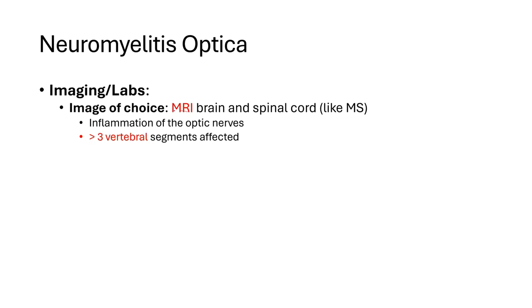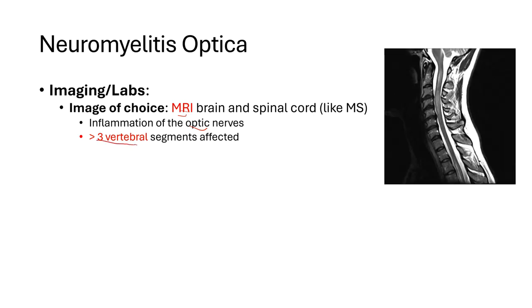Now, like multiple sclerosis, the imaging of choice is going to be an MRI of the brain and spinal cord. And with that, we're going to see inflammation of the optic nerves and inflammation of the spinal cord, typically greater than 3 vertebral segments. This is an individual with NMO, and what we can see here is inflammation from around here to down here, affecting 1, 2, 3, 4, maybe even 5 vertebral segments. Typically with NMO, we see greater than 3, and that is a hallmark finding on MRI imaging. Sometimes we can also get serum or CSF findings to show us those autoantibodies, those aquaporin 4 channel IgG antibodies.